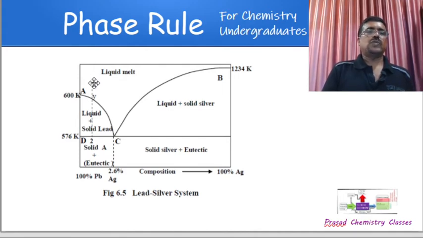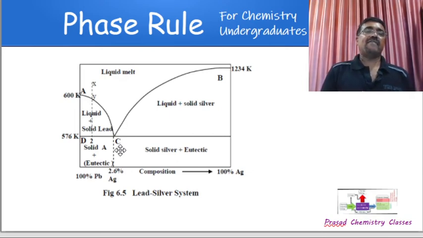Okay, then you slowly cool it. It comes from X to Y. At Y what happens? Lead will start to solidify, and you can separate out that lead. Okay, you go on doing that. Lead is separated out, and the composition of the liquid phase varies along YC. At C what happens? Both silver and lead crystallize out together. They solidify together, and you get a solid which contains 2.6% of silver.